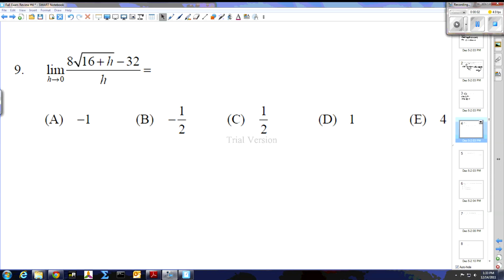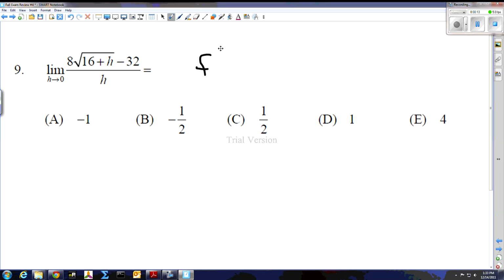Evaluating a limit, two ways to evaluate this limit here. First of all, if you could look at this and know that this is actually the definition of derivative, this is asking us to find f prime at a specific number, 16, and we know that our function is 8 times the square root of x. That is what our function f of x is.